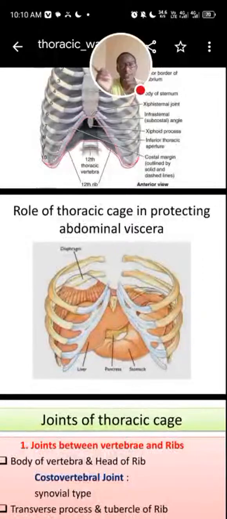Costovertebral joint, intervertebral joint, xiphosternal joint. I'm going to do that again. Costovertebral joint, intervertebral joint, xiphosternal joint.